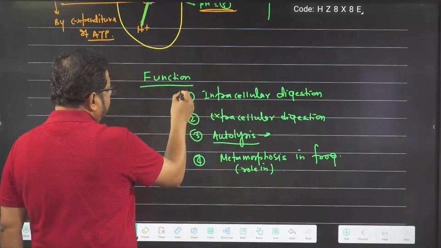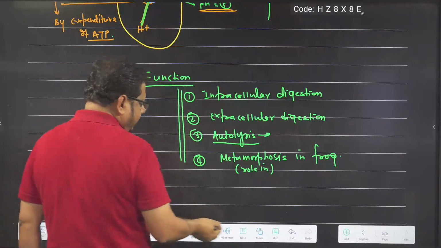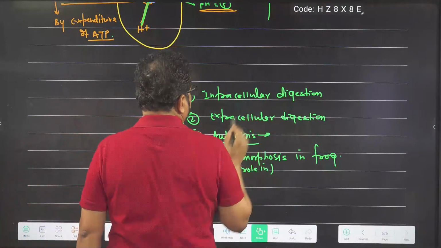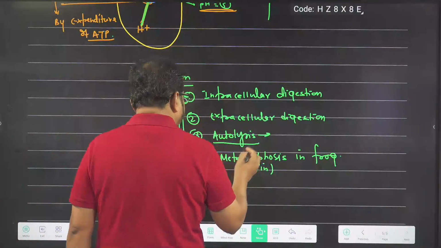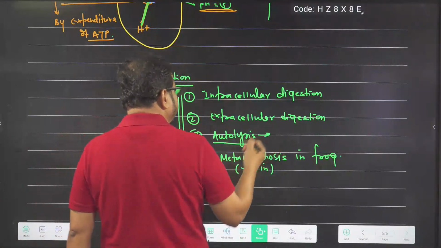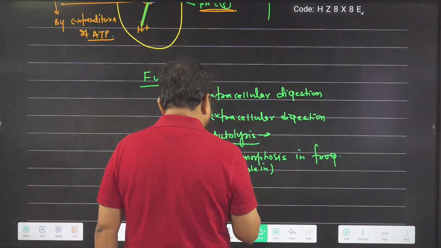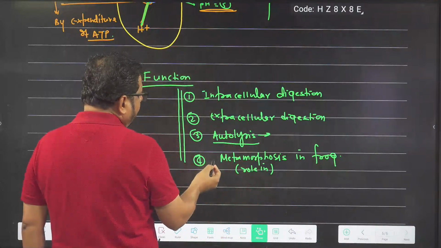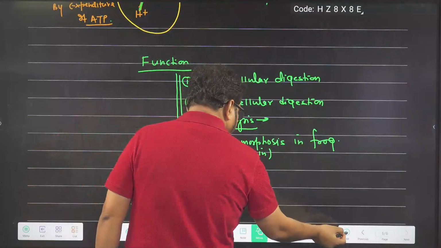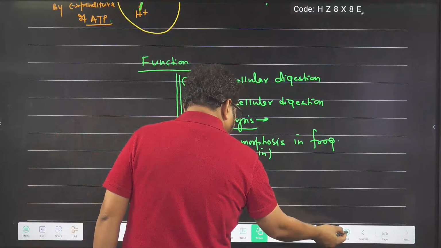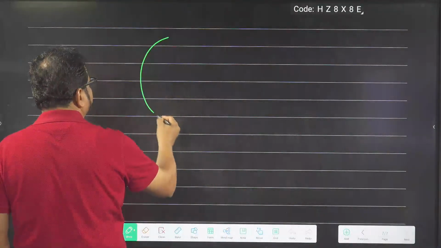So these are some of the functions of lysosome I wrote here. Getting the things or not? Intracellular digestion, extracellular digestion, autolysis. Autolysis means self-destruction, self-breakdown. Getting the idea? Metamorphosis in frog, it has a role. Got the idea? Is it clear in the mind? Now I am going to tell you how these lysosomes have different morphology in different physiological conditions. It is important. So give your attention.